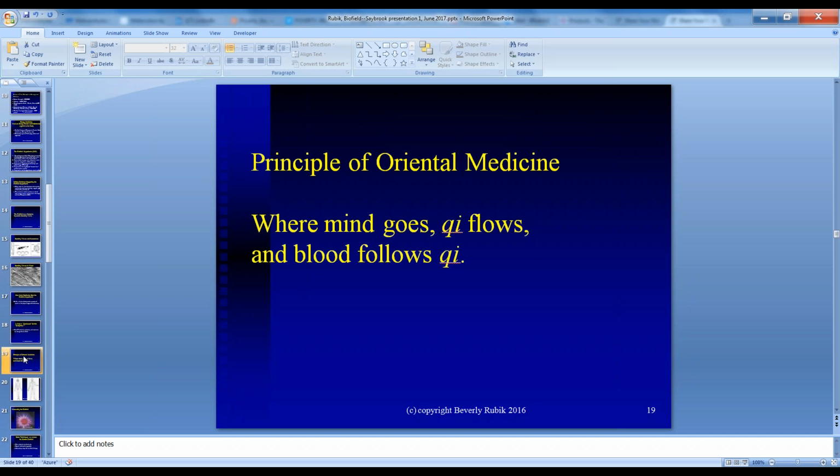I said this earlier, the chief principle of Oriental medicine is very important, and it sort of underlies and connects mind-body medicine to energy medicine. Where mind goes, chi, the energy flows, and blood, the flesh, follows the chi. So the mind is the quickest thing to make a shift. You just do it in no time at all. You shift your intention. The energy, which takes a little longer to get going, then flows. And the flesh and blood, the densest level of our being, takes the most time to make a shift.